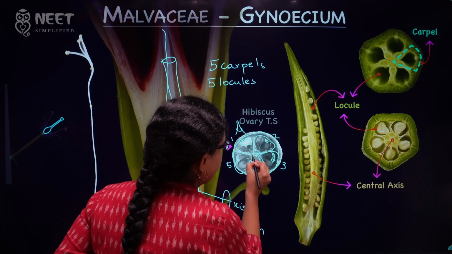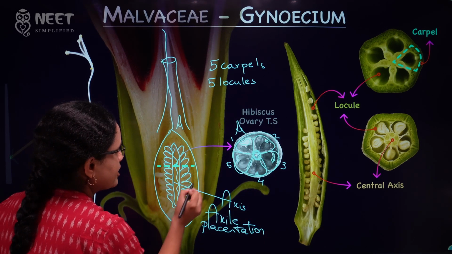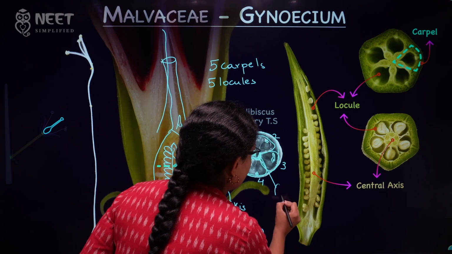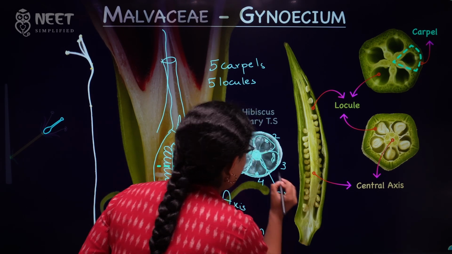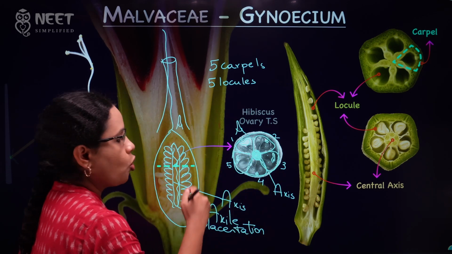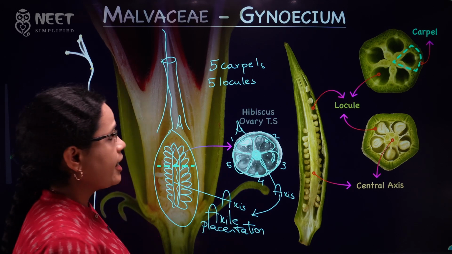You are finding the central axis as well. So this is our central axis from the top. You're going to find the central axis over here. So this is our axis, to which you will see multiple ovules are all arranged onto this axis through axile placentation. Right.